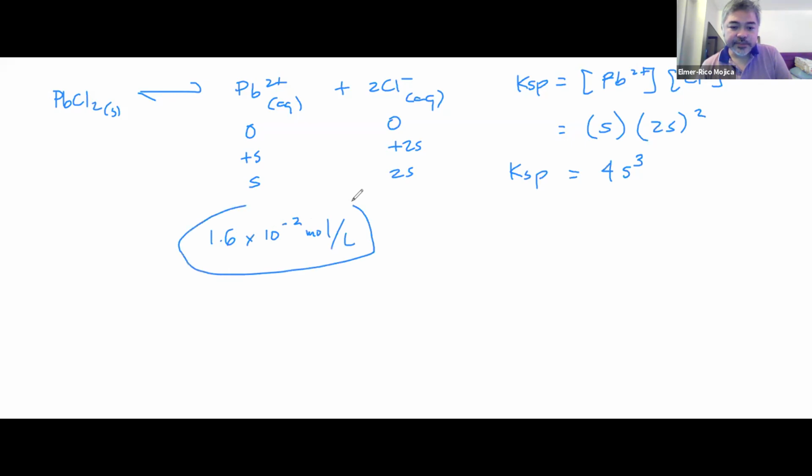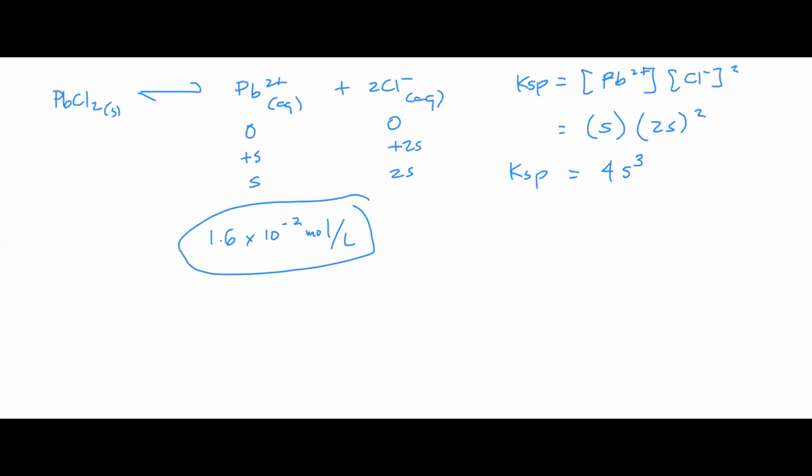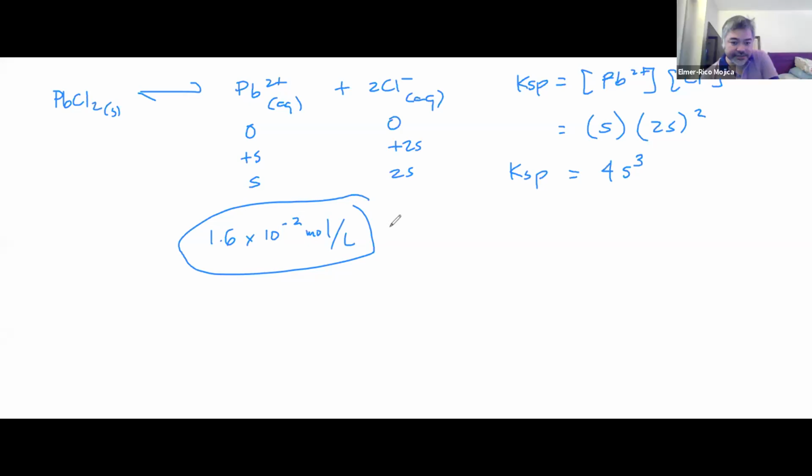So what is that? Can we say that's the S? Yes. So that's your S. That's your solubility. So all you need to do is substitute it there. So 4 times 1.6 times 10 to the negative 2 to the third. So whatever the answer there, that's the answer to your question.